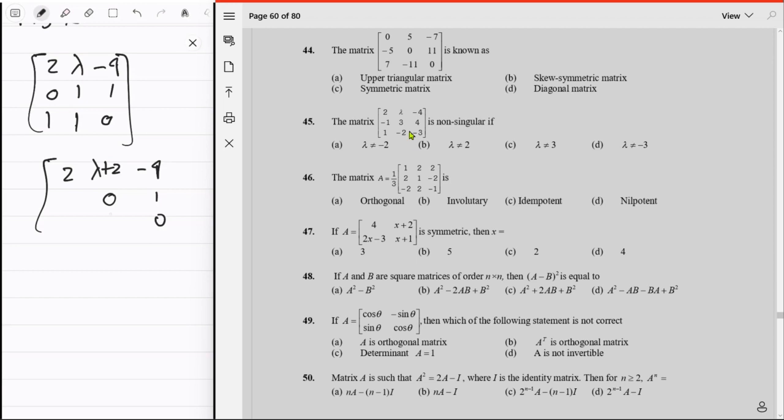Less 0 over then like 0 1. Makes sense? So lambda plus 2 times this thing is just negative 1. That's equal to 0, so lambda plus 2 should not be equal to 0. That's all it's saying. So lambda is not equal to negative 2. So A is correct. Next question.